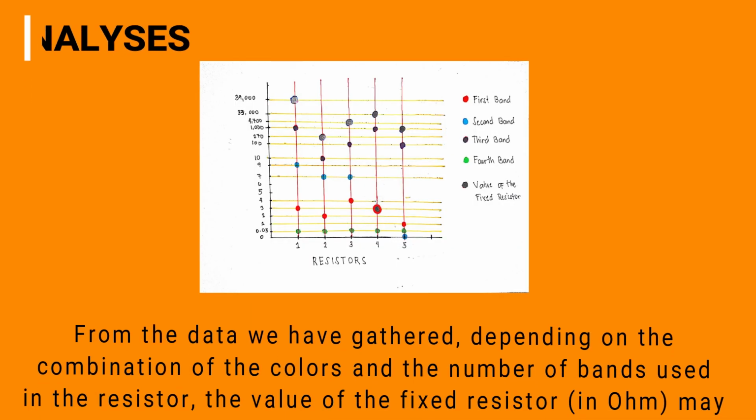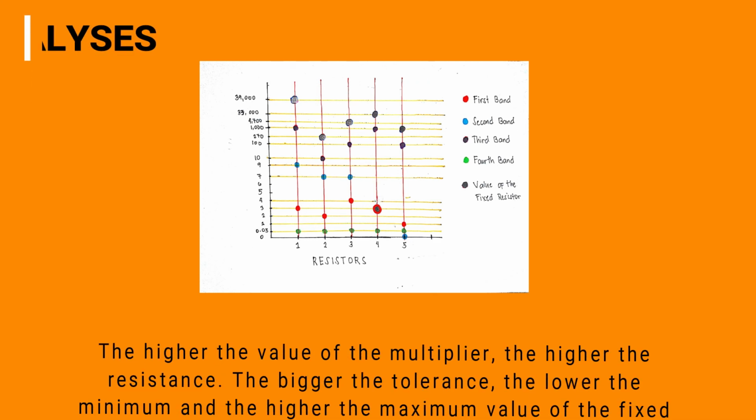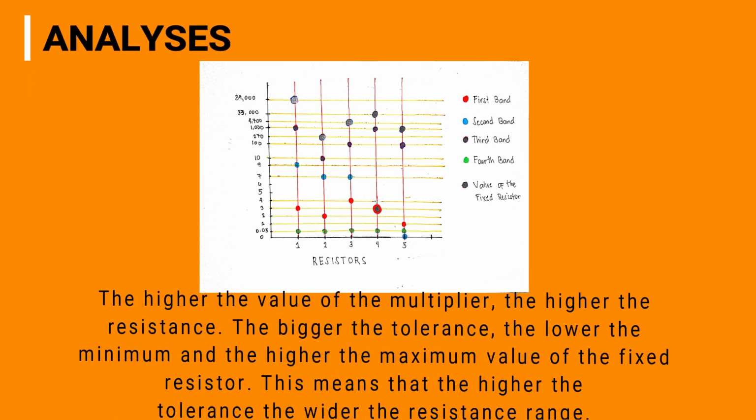From the data we have gathered, depending on the combination of the colors and the number of bands used in the resistor, the value of the fixed resistor in ohm may vary from each resistor as each color has a different value. The higher the value of the multiplier, the higher the resistance. The bigger the tolerance, the lower the minimum and the higher the maximum value of the fixed resistor. This means that the higher the tolerance, the wider the resistance range.